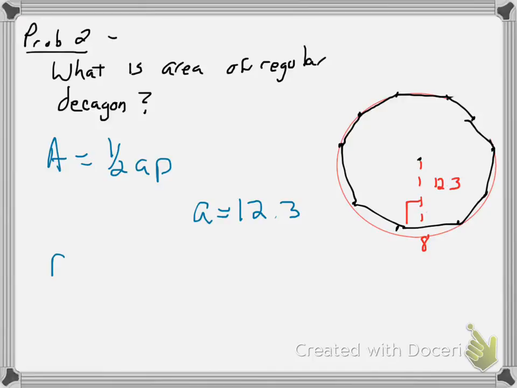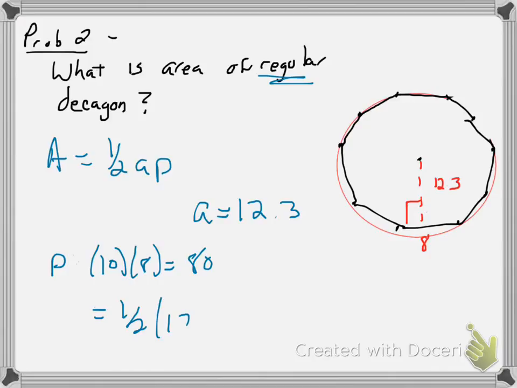Let's find my perimeter. One side's 8. So what I can do is take, because it's regular, that's the key, each side's the same, it's 10-sided. I'm going to take 10 times 8 for a perimeter of 80. So I'm going to plug that in. 1/2 of 12.3 times 80. Plug that in my calculator, you end up with 492.